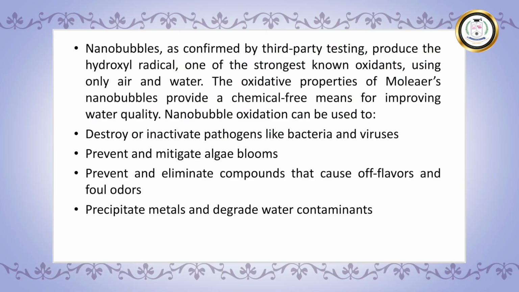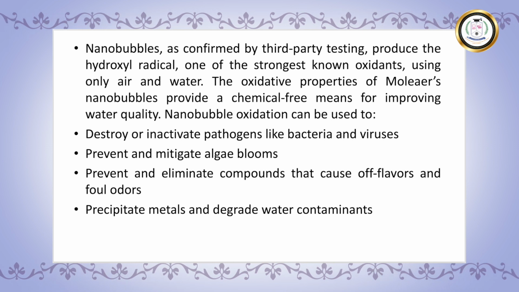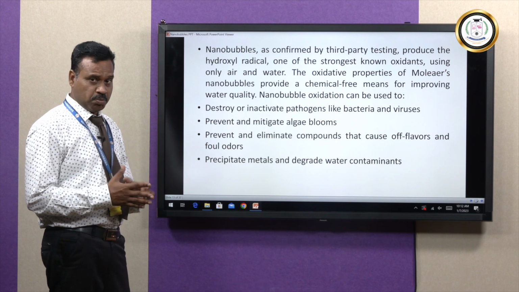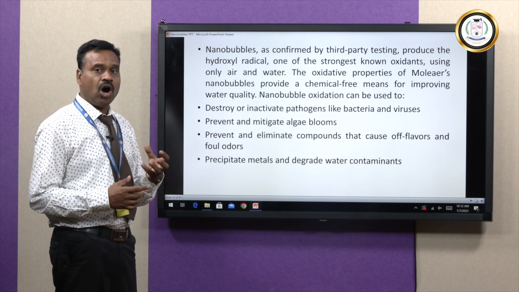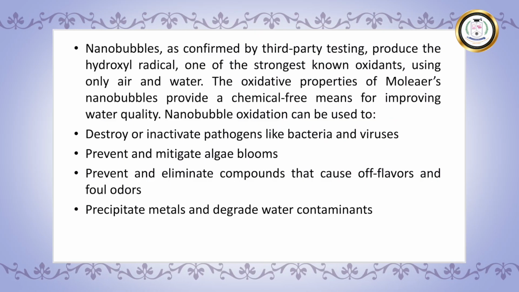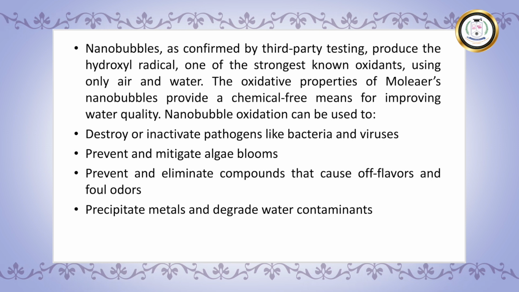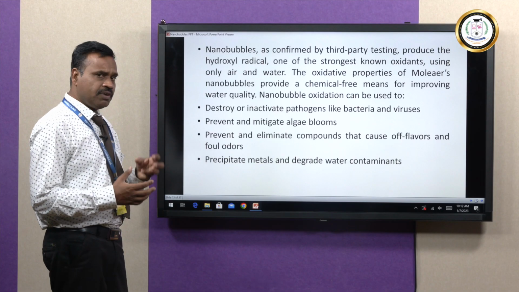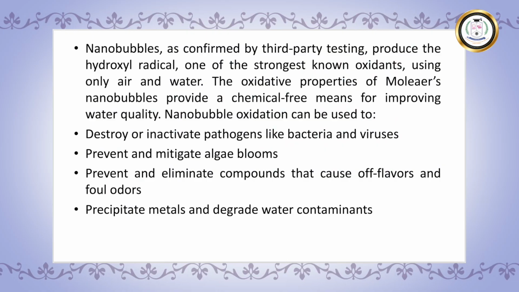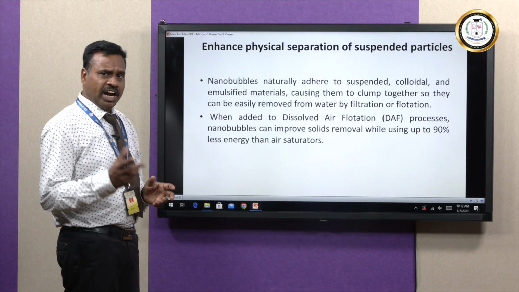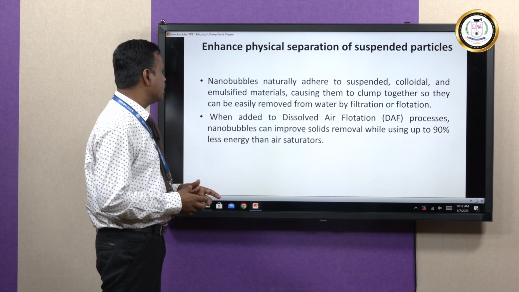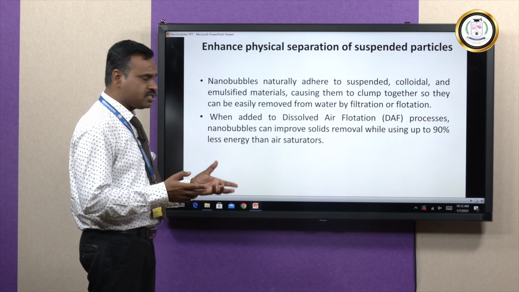And many tests have proved that this hydroxyl radical is one of the strongest known oxidizers, and we can make use of these nanobubbles to mitigate algae blooms. They are also used for removing the compounds that cause off flavors and foul odors. Precipitated metals and degraded water contaminants can also be removed with this nanobubble technology. In addition, for example, if oil or any other fluid gets mixed into the water, that can also be removed by this nanobubble technology.